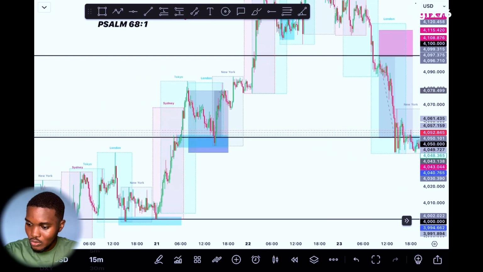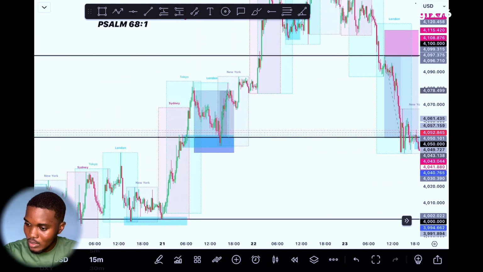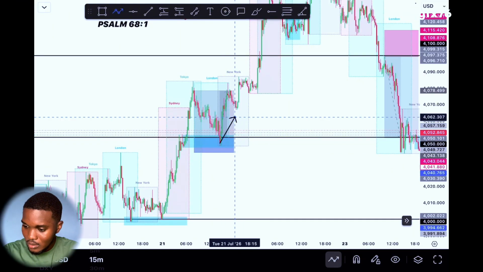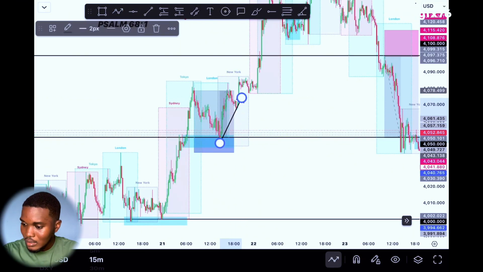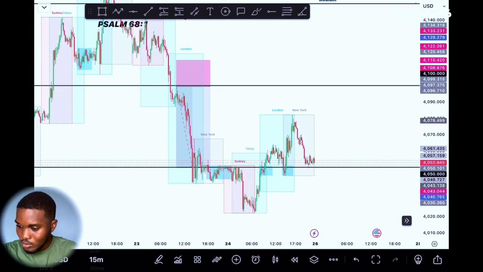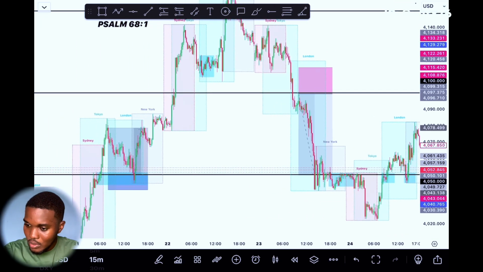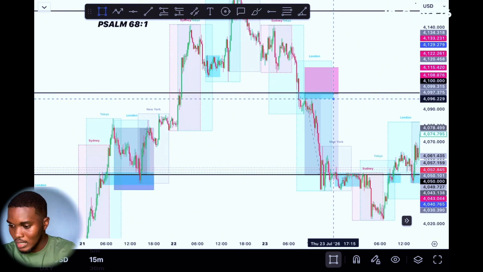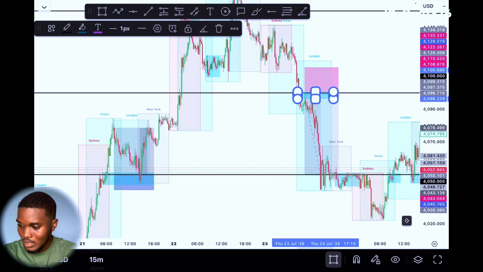4050, I caught a trade on that. You can see it here. 4050, you can see it here, right? Yeah, at this major medium level. You can see how price reacted to this. I also caught this trade. It was a breakout and retest trade, this level down here.